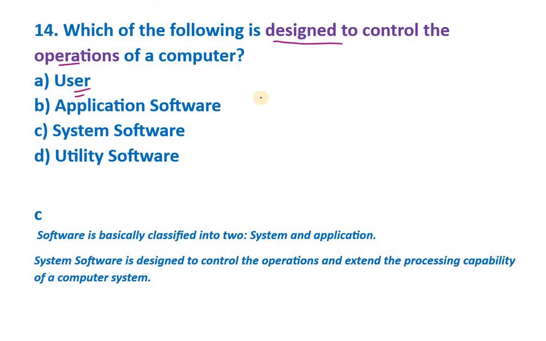Application software is for specific applications, for example bank application, university application, not for the operations of the computer. Utility software, for example Word, Excel, is for one particular task, like word processing, document writing, or accounts, or some packages, the small software. But system software is very important software that is designed to control the operations of a computer, right? So system software is the one designed to control the operations of a computer, remember that.